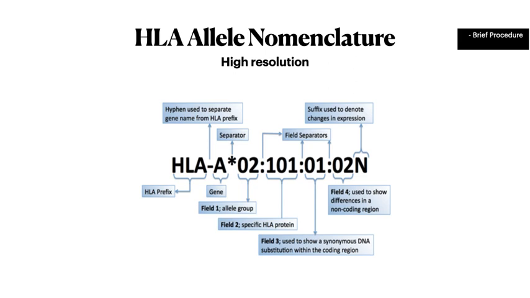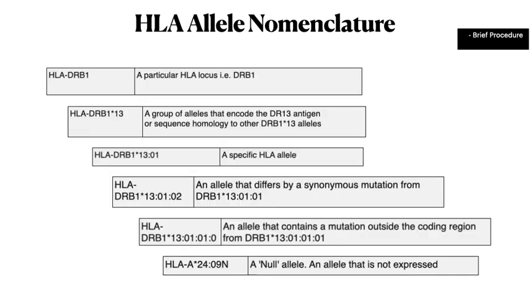It's usually written like this: HLA, hyphen, then the A antigen, and there is a separator, an asterisk mark. If you see the serological HLA typing and the new high resolution HLA typing, the way it is written is different. We have an asterisk mark, and 02 is the allele group, 101 is a specific HLA protein, and 01 tells you about a substitution or mutation in a coding region, and after that it shows the non-coding area. So you need to go through it.